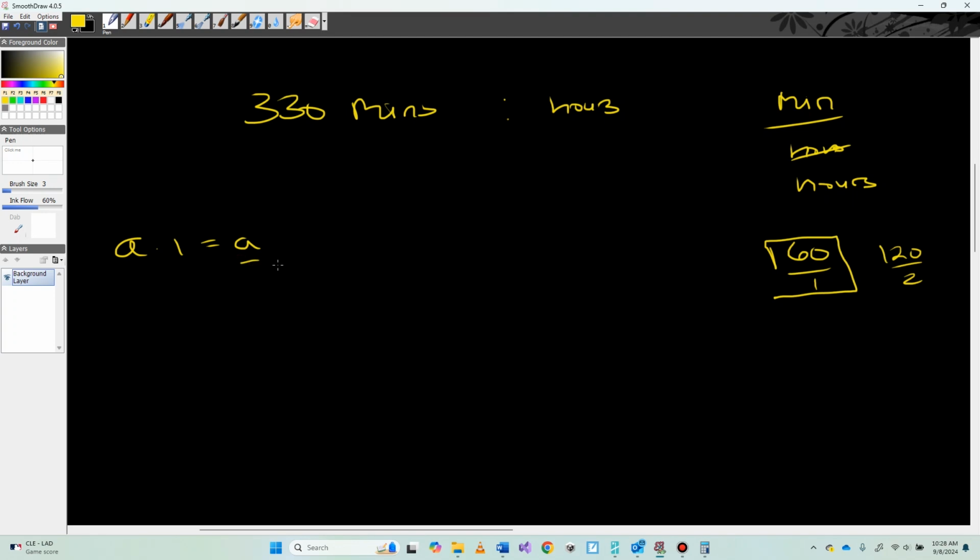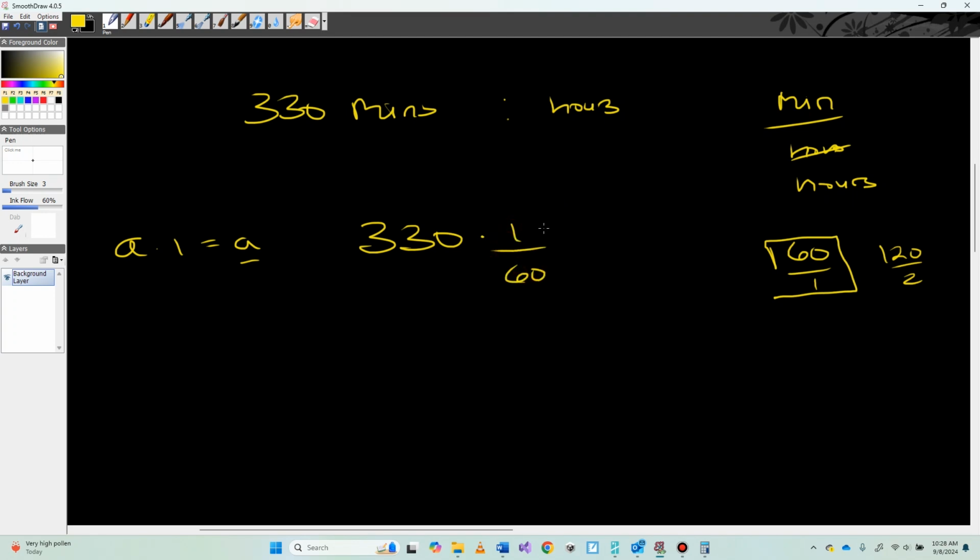But I want this A to be represented differently. Instead of A being in minutes, I want this new value, this value A, to be represented in hours. I need to convert from minutes to hours. And so I do that by taking the value 330, and I'm going to multiply that into 1 over 60.